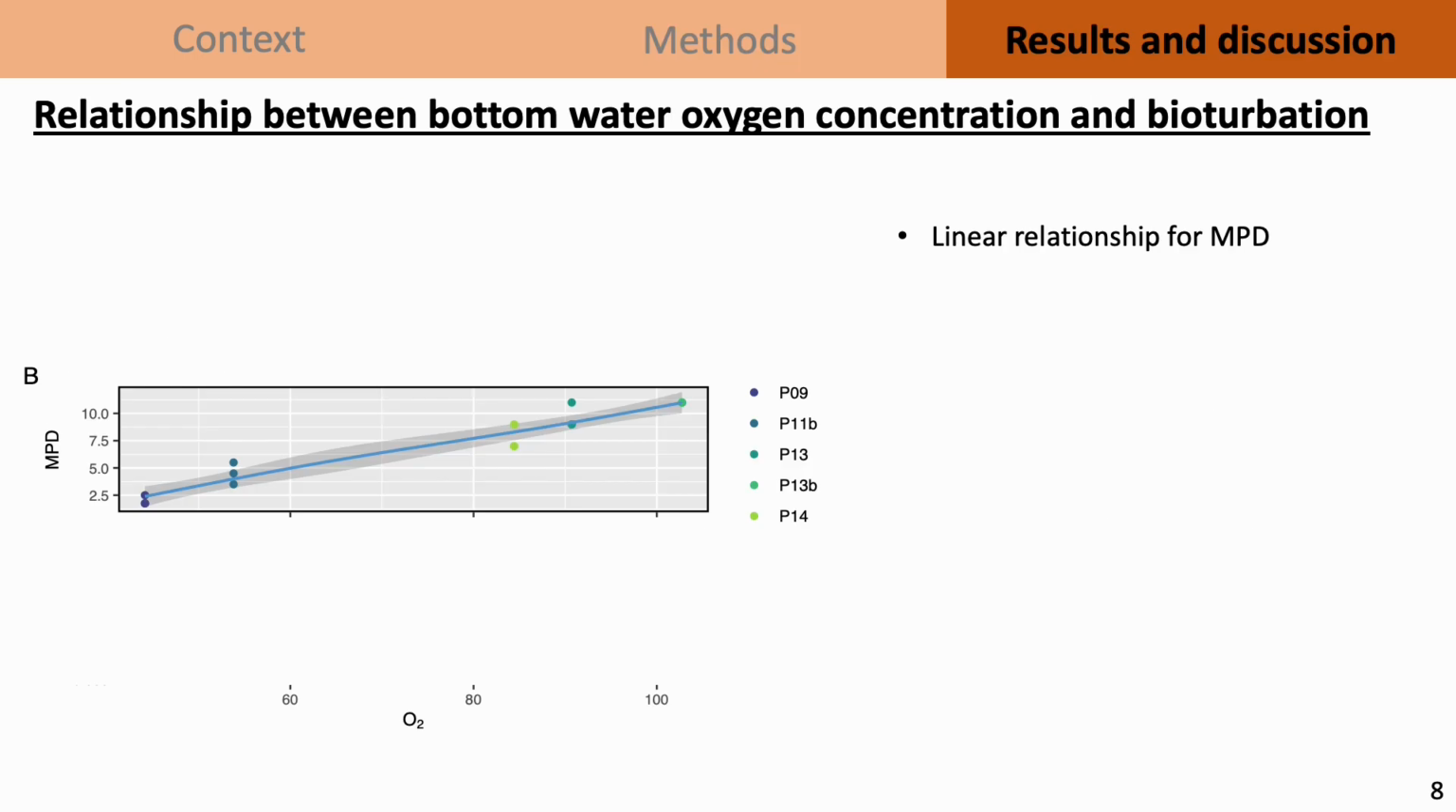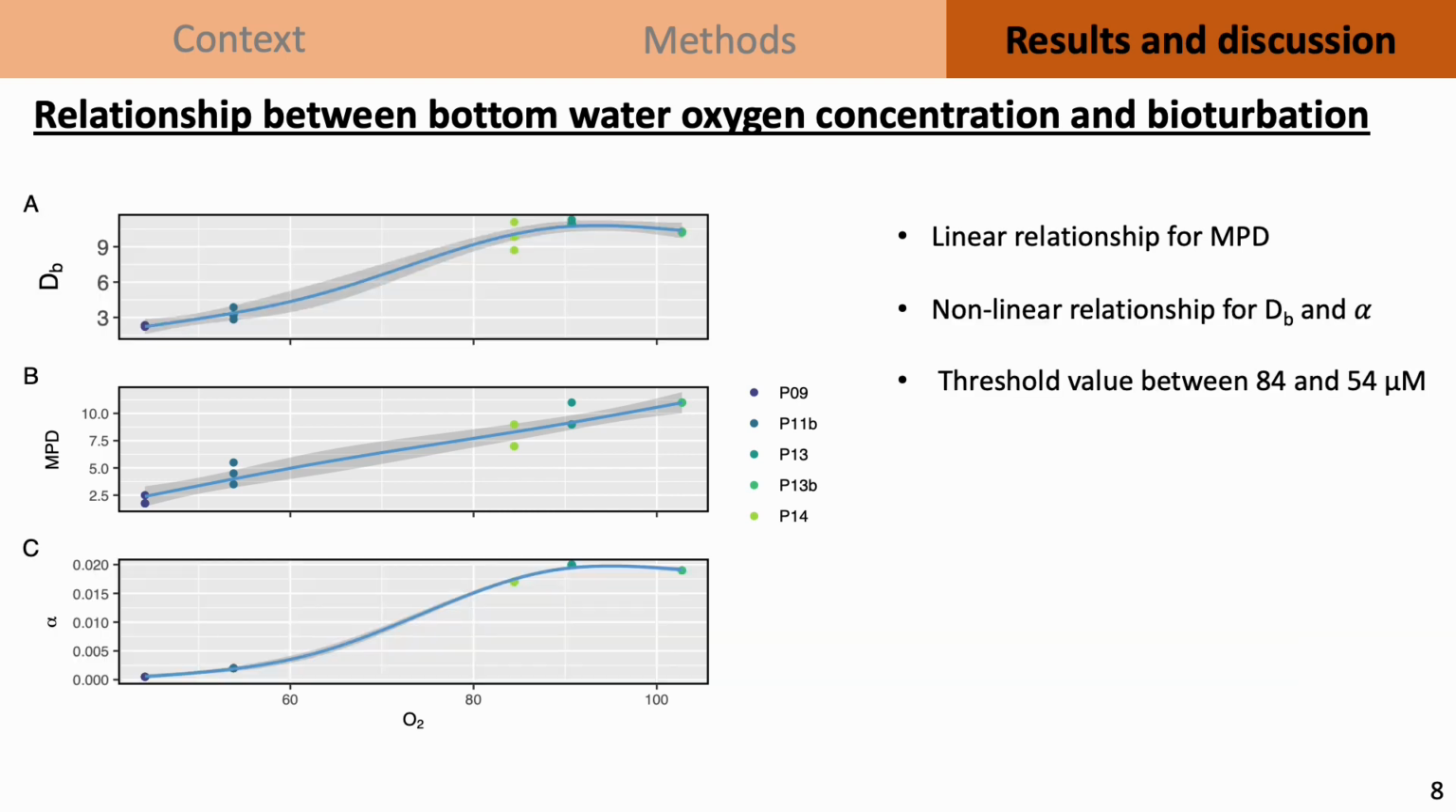The relationship between bottom water oxygenation and bioturbation was analyzed using general additive models, which allow to account for eventual nonlinear relationships. First, the maximum penetration depth decreases linearly with oxygen concentration, suggesting that organisms go shallower into the sediment column as a response of low oxygen availability.